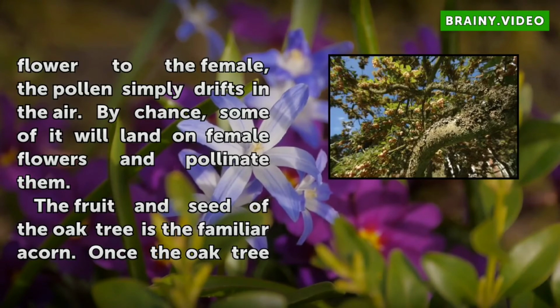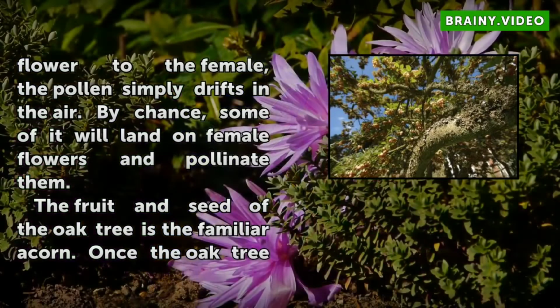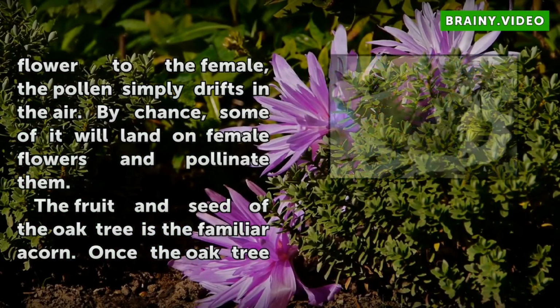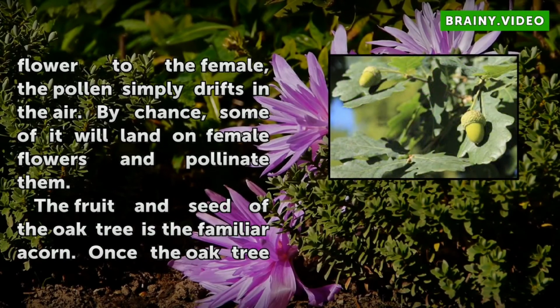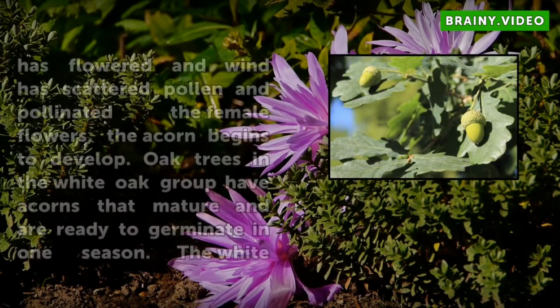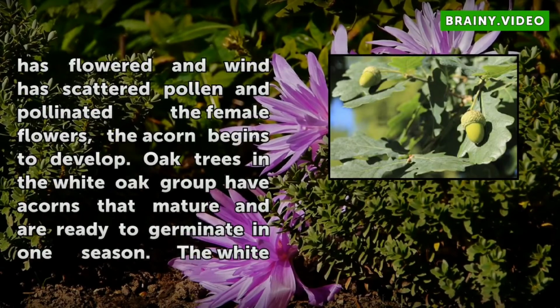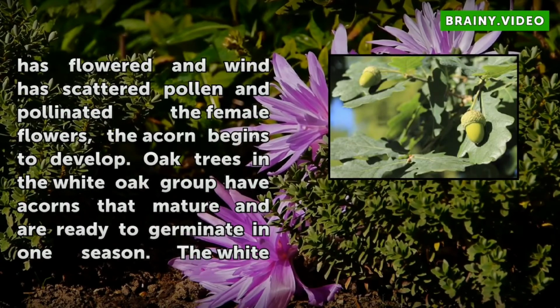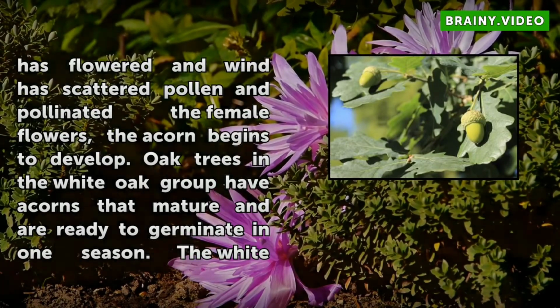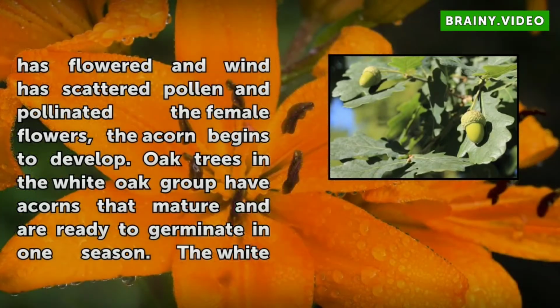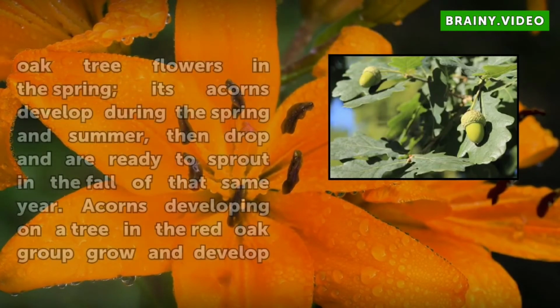The fruit and seed of the oak tree is the familiar acorn. Once the oak tree has flowered and wind has scattered pollen and pollinated the female flowers, the acorn begins to develop. Oak trees in the white oak group have acorns that mature and are ready to germinate in one season. The white oak tree flowers in the spring as acorns develop during the spring and summer, then drop and are ready to sprout in the fall of that same year.